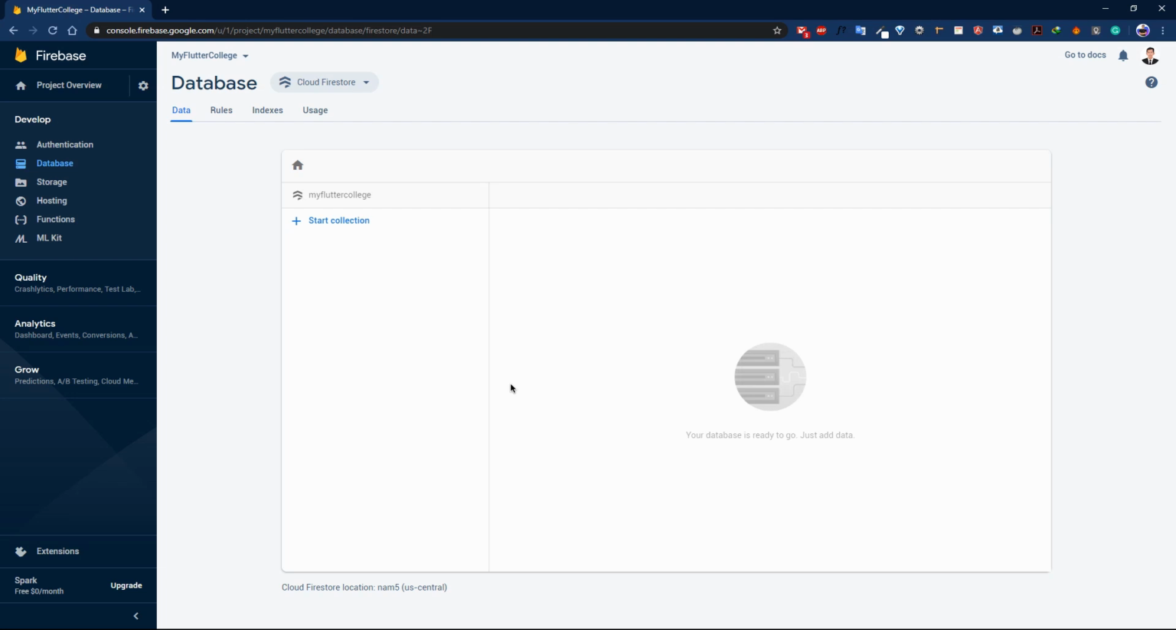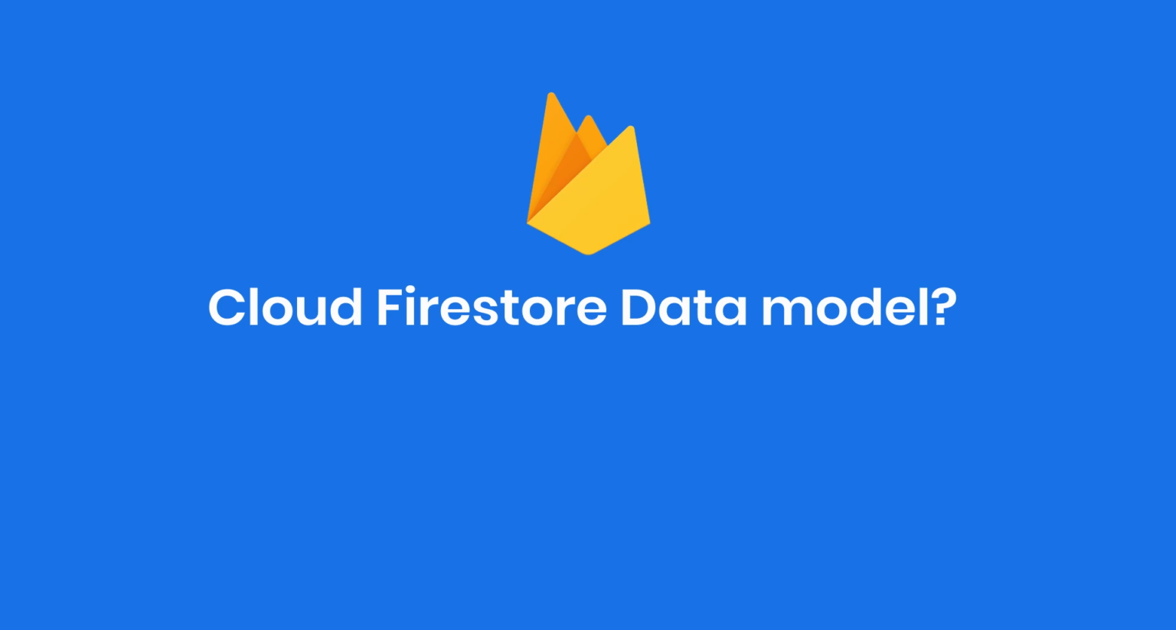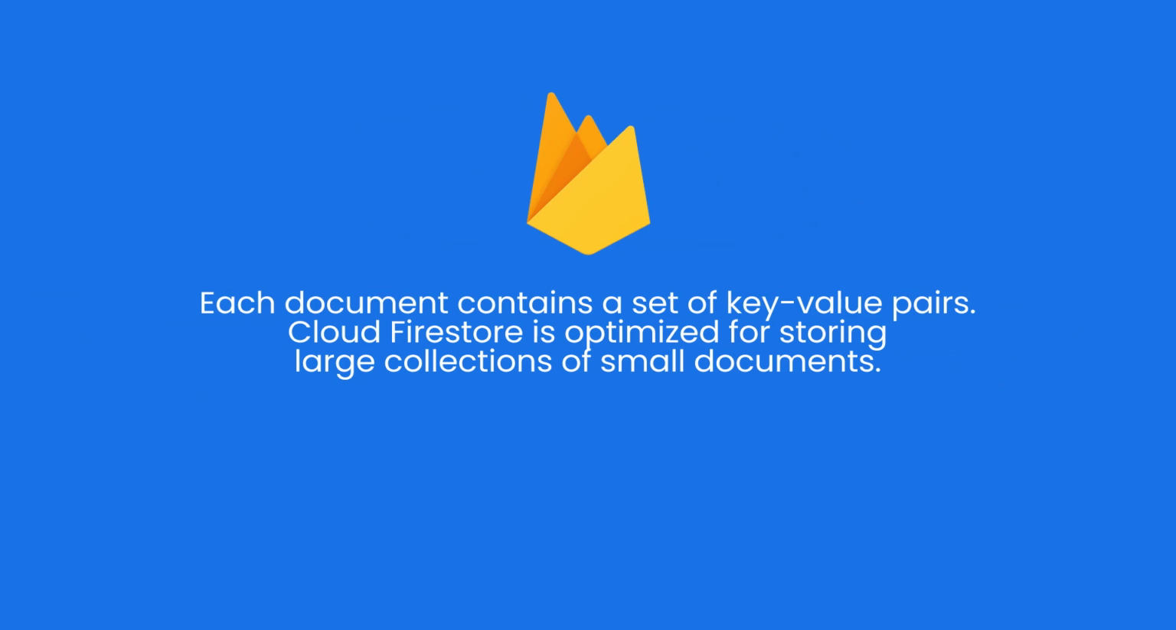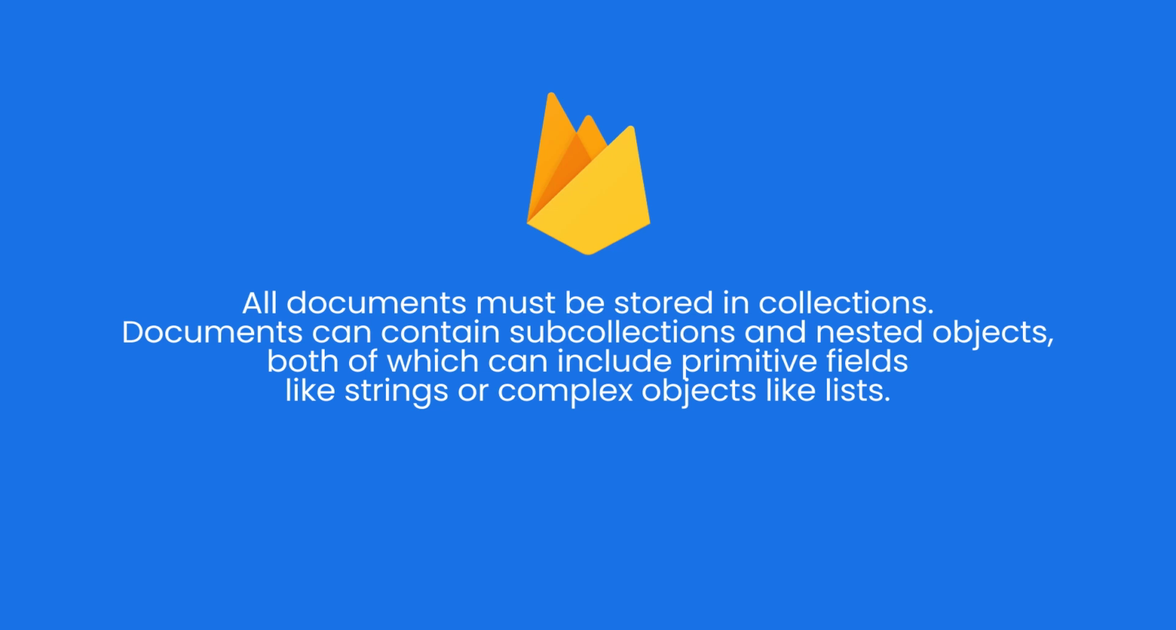Alright, so this is our database, and as we can see, we don't have any collection right here. So what is a collection? What is the Cloud Firestore data model? Cloud Firestore is a NoSQL document-oriented database. Unlike SQL, there are no tables or rows. Instead, you store data in documents which are organized into collections. Each document contains a set of key and value pairs. Cloud Firestore is optimized for storing large collections of small documents. All documents must be stored in collections.